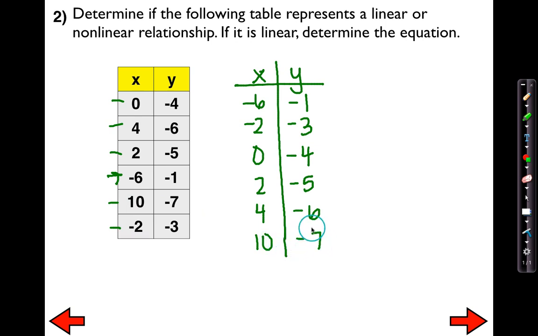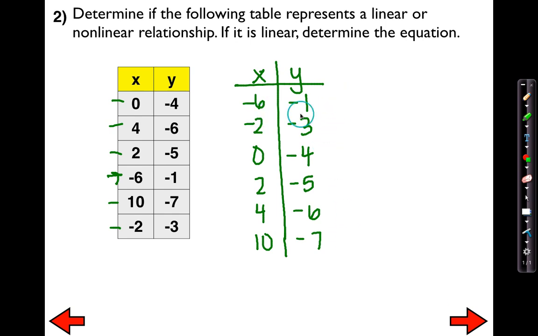So now that I have these ordered pairs, I just want to take a quick look at the numbers. I notice all the numbers are getting smaller. In fact, because of that, if it is linear, I'm going to know right away that this linear function is going to have a negative slope. But we haven't proved that it's linear yet. We need to prove it by showing that it's changing at a constant rate. And again, we check that by looking at the slope, because rate of change is slope.